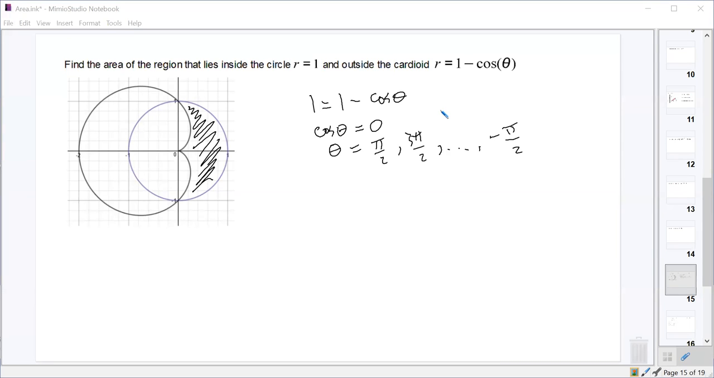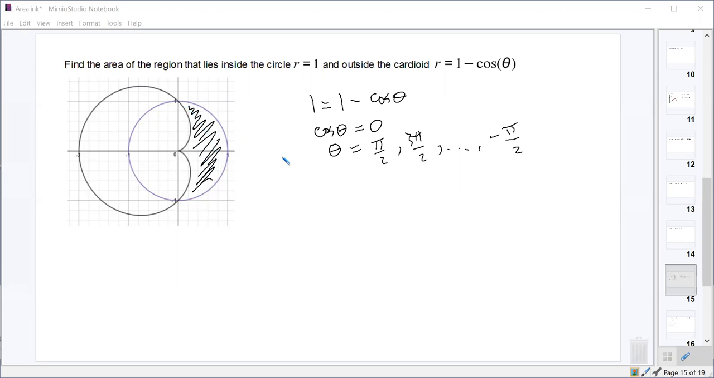Okay. So then we need to decide what our limits of integration are going to be. Now, we should know that the section in the first quadrant is the same as the section in the fourth quadrant. So if we want to, we could just do the first quadrant and then double it. Or if we wanted to, we could do the entire fourth and first quadrants.